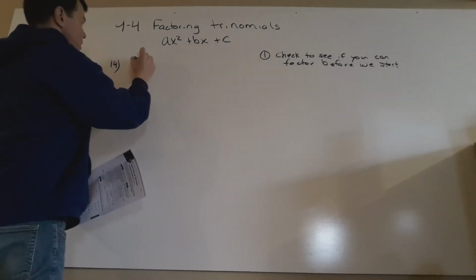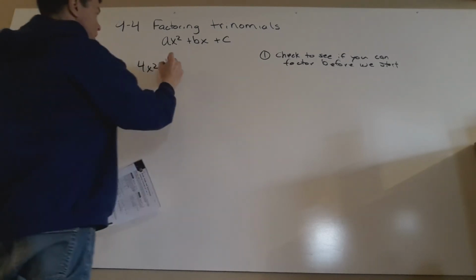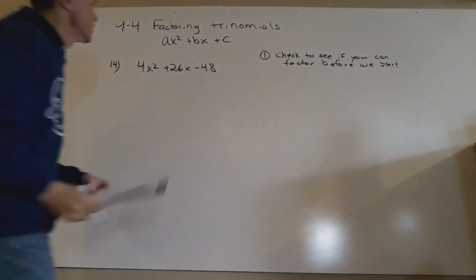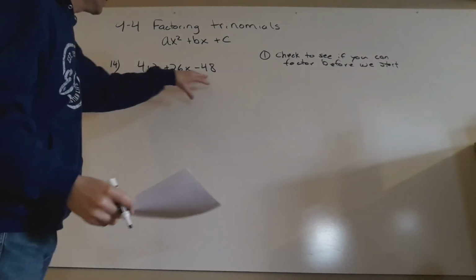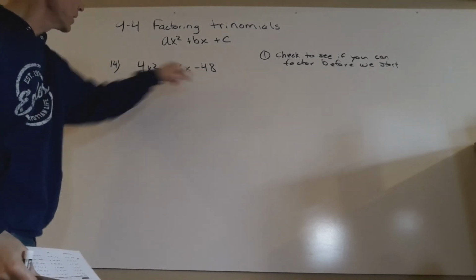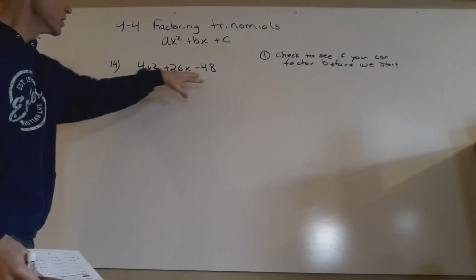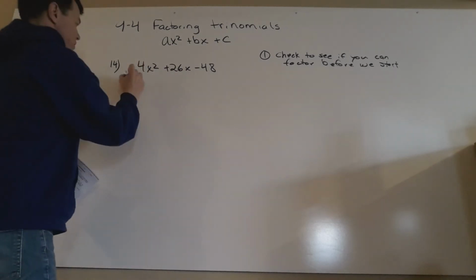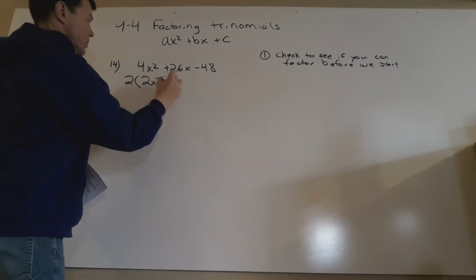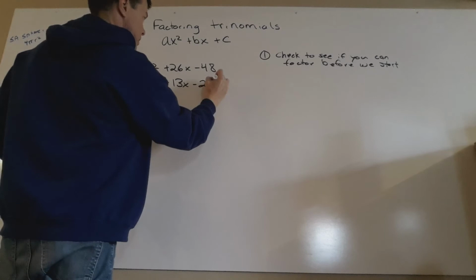4x squared plus 26x minus 48. First step, can I factor anything out of these? They're all even numbers, so yes we can. See if you can factor out a 4. You can factor a 4 out of 48 and then out of 4, but not out of 26. So all we can factor out of this is just going to be a 2. Factor out a 2. So 2x squared plus 13x minus 24.